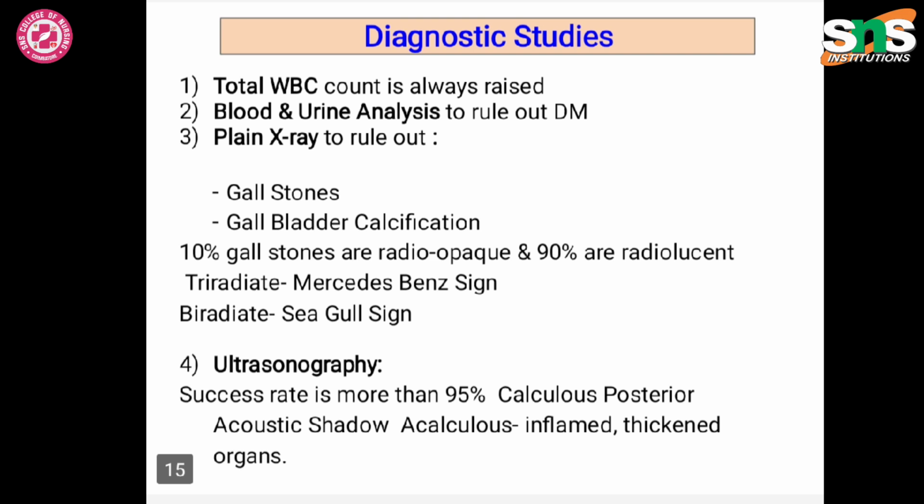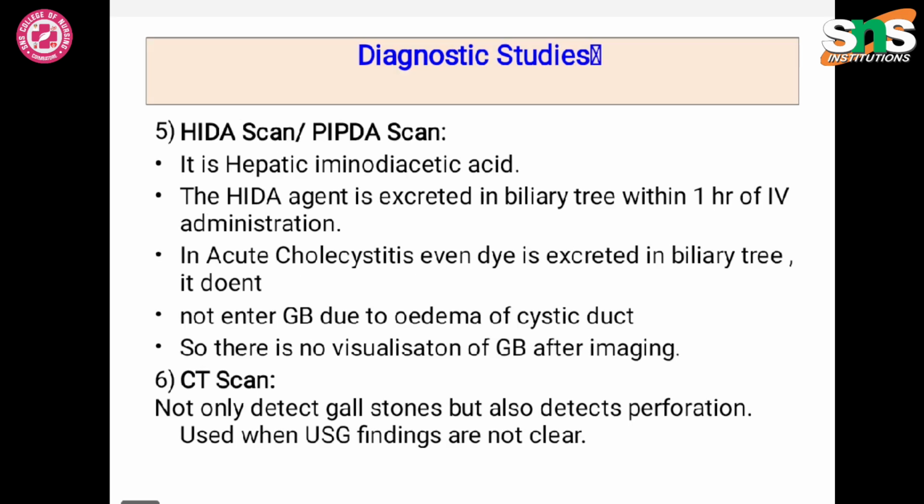So, diagnostic studies for cholecystitis: total WBC count is always raised, blood and urine analysis, plain X-ray to rule out gallstones and gallbladder calcification. Ultrasonography has a success rate of more than 95% to predict calculus, with posterior acoustic shadow; in acalculous, inflamed and thickened organs.